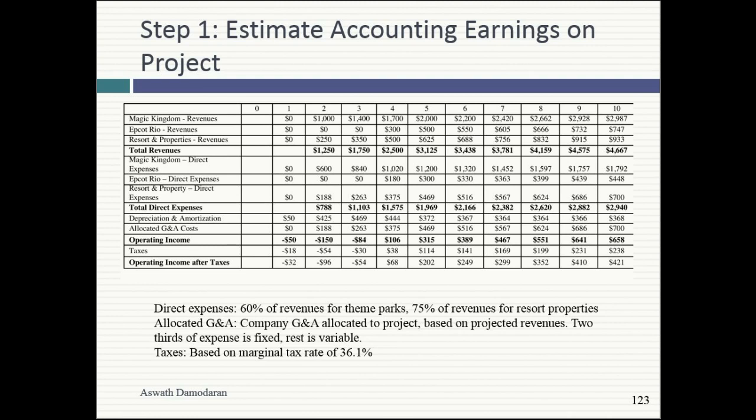So I've got my expenses for running the theme parks and running the hotels. And then I have 2 accounting expenses I'm going to bring in. The first is depreciation and amortization. Why is it showing up?